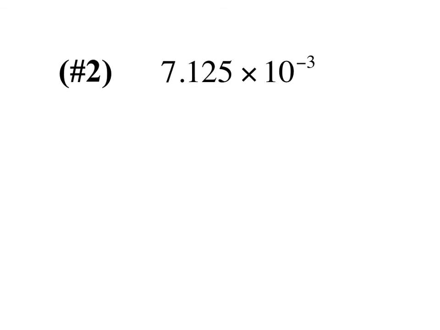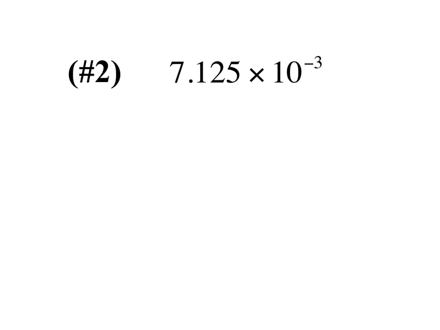All right, we have 7.125 times 10 to the negative third. Are we multiplying by a big number or a small number? We're multiplying by a small number. 10 to the negative third is a small number. So I'm going to do 7.125, and I'm going to move the decimal to the left to make it smaller. So I'm going to go 3 times to the left. 1, 2, 3. There's our new decimal. Here's our zeros. So we have 0.007125, and that's going to be our answer.